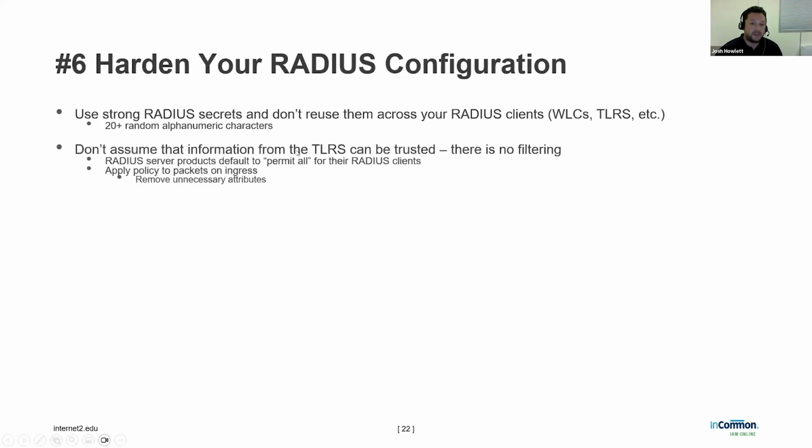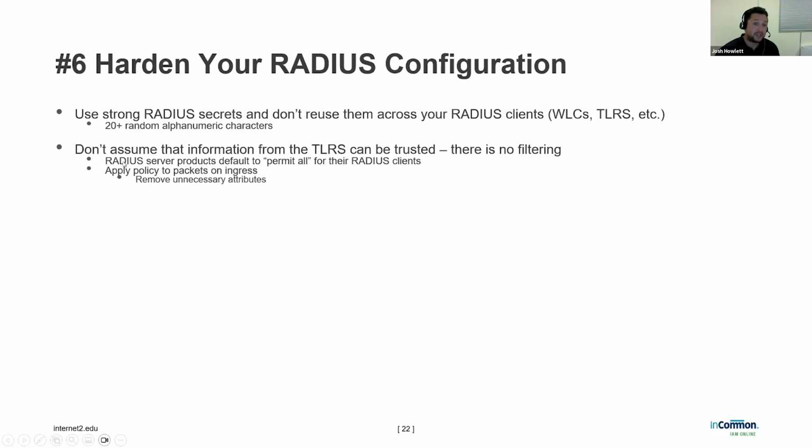Don't assume that information from the TLRS can be trusted. The reason for that is that there is no filtering. So we sort of saw that on the previous slide with VLAN attributes. We don't filter out those VLAN attributes, we just let them through. And there are other attributes that we just let through as well. The top level RADIUS servers are transparent by design.